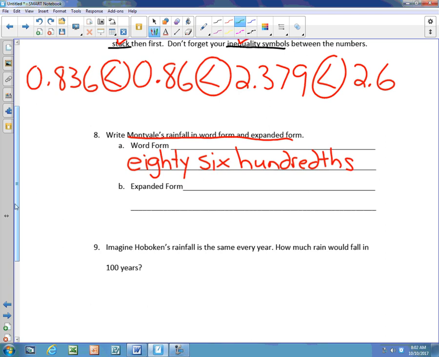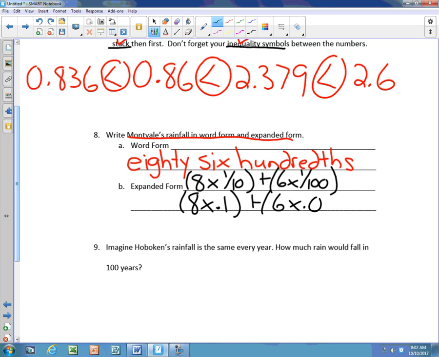Next, I'm going to turn around and I'm going to put it into expanded form. And I'm going to do 8 times 1/10 plus 6 times 1/100, because that's 86 hundredths. Some people prefer to use decimals, so it's 8 times 1/10 plus 6 times 1/100.